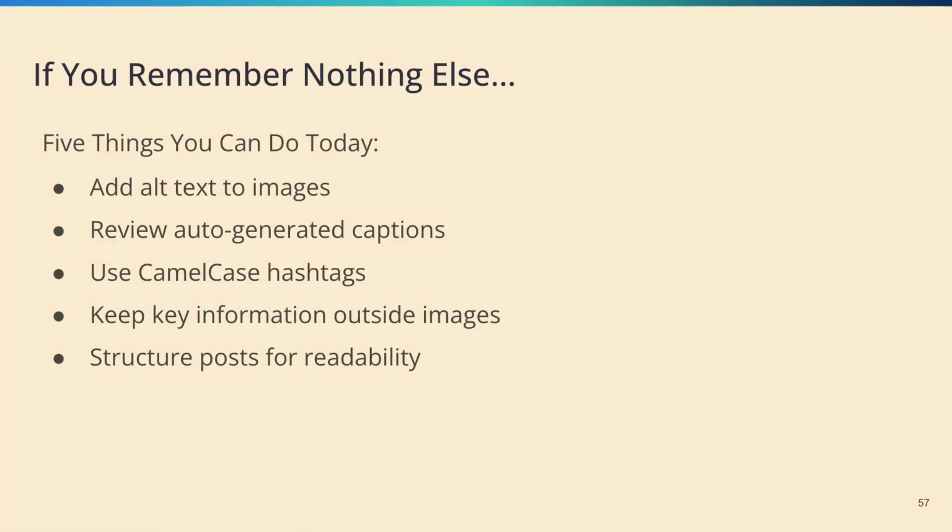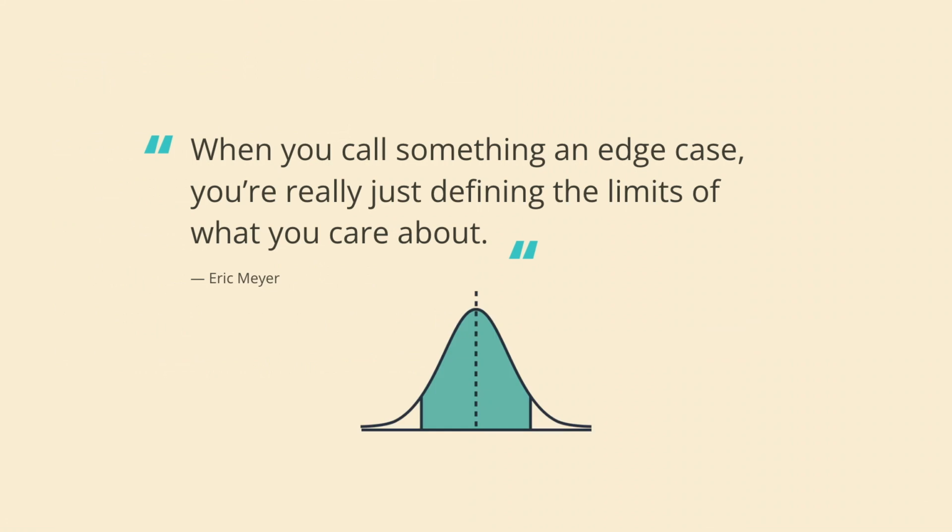This was the quick checks, the 5 things that you can do today: alt text, reviewing your captions, camel casing your hashtags, keeping key information outside of the images, and then structuring for readability.